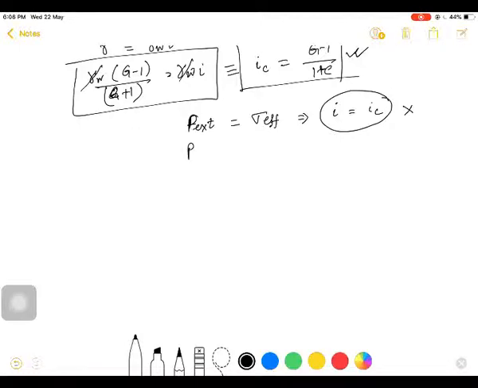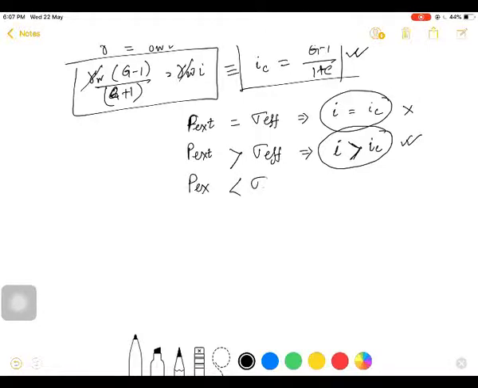If the external pressure is greater than sigma effective, that means the gradient is greater than IC, then the quicksand condition starts. If the external pressure is less than sigma effective, that means I is less than IC, that is also a stable condition. This is stable, this is unstable.